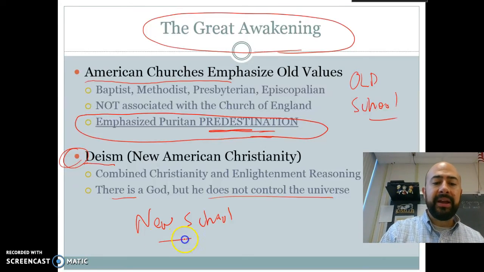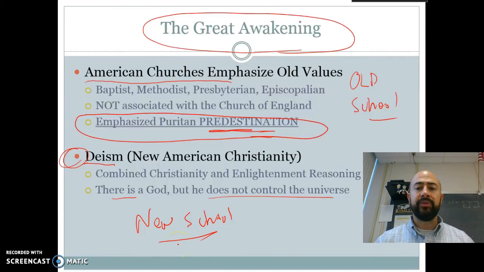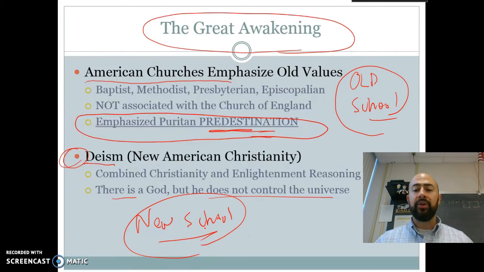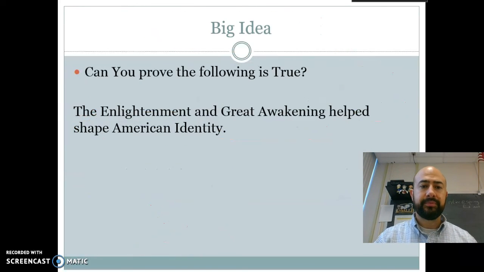Okay? So the Great Awakening has this effect on America, where we start to get these new churches. Some of them are old school thought, and some of them are new school thought, but in general, they're new American churches that are not associated with England in any way. So you wouldn't find these churches in England. You only find them in America.